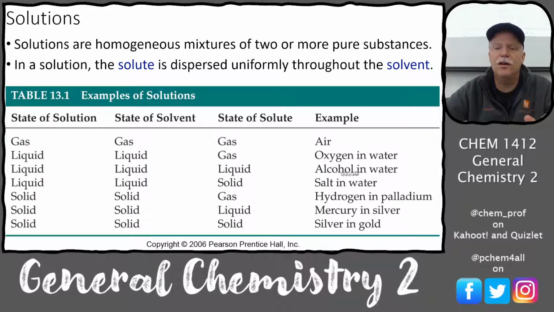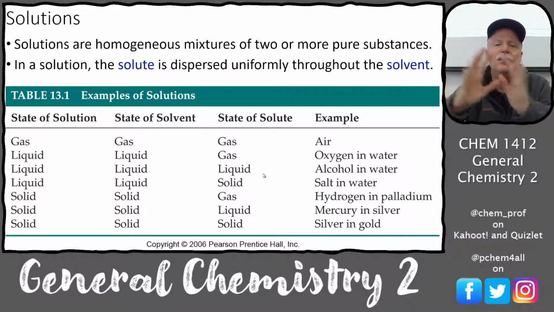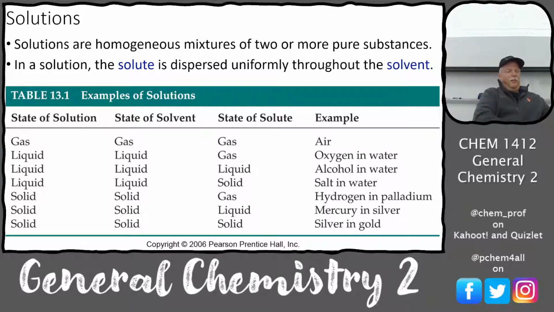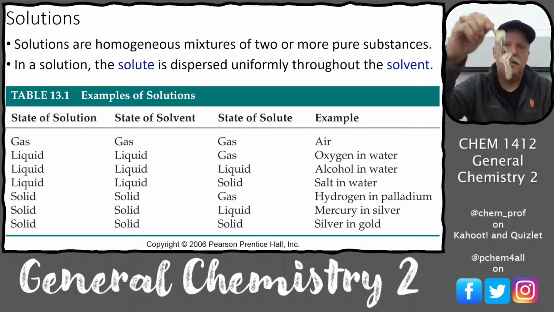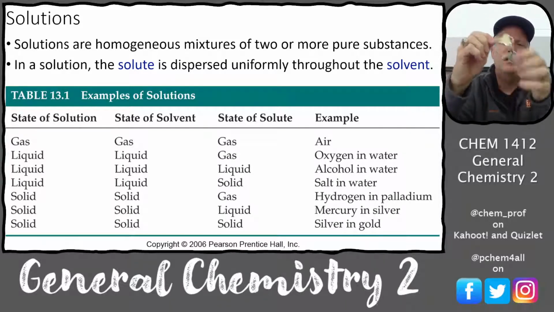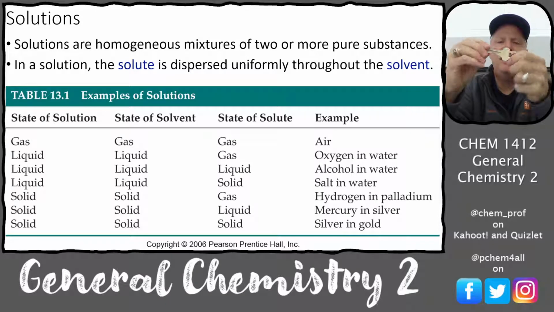Ethanolic drinks are alcohol dissolved in water. So there, the state of the solute and the state of the solvent are both liquid. You can have salt water, you can have all kinds of things. You could even have solid solutions, and you probably have some in your pocket. I've got one here. This is zinc and copper. So this brass key is a solution.